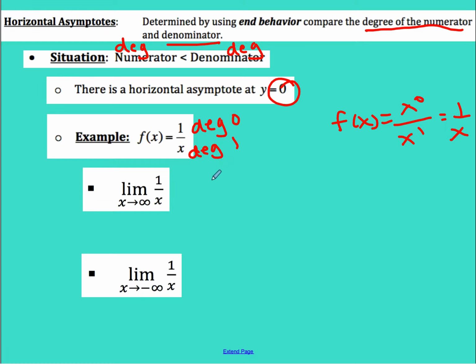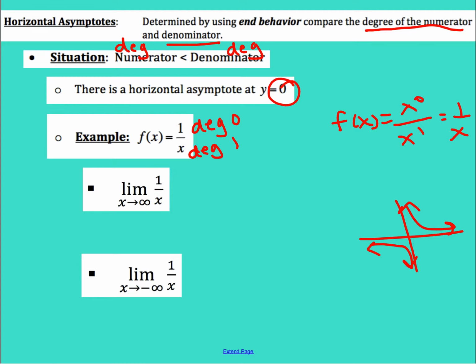So here's my limit. That's one thing. One way you can remember it is the degree in the numerator is smaller than the degree in the denominator. The other thing you could do is graph this function. If you graph 1 over x, it looks like this. And as x goes to infinity, you will see that we're approaching 0. And as x goes to negative infinity, you will also see it approaches 0.